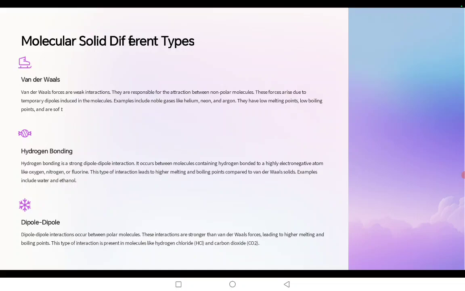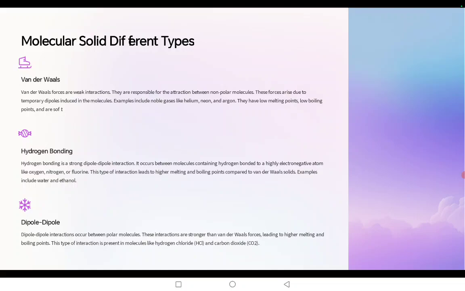Solids are also classified by the forces between particles, like van der Waals force, hydrogen bonding and dipole-dipole force. Van der Waals forces are weak attractions. They are responsible for attraction between non-polar molecules. They have low melting point and low boiling point.